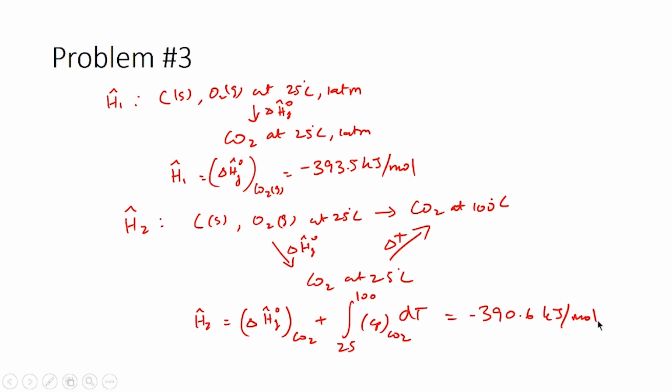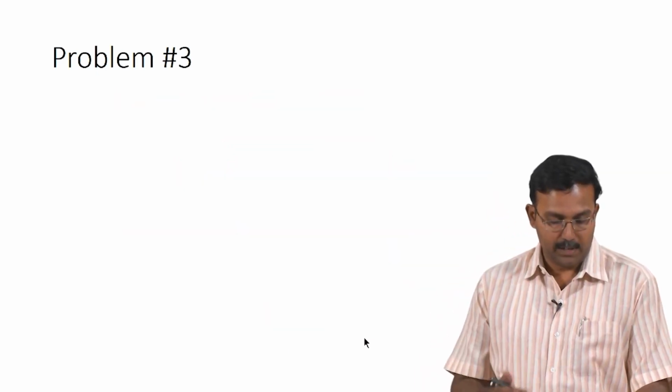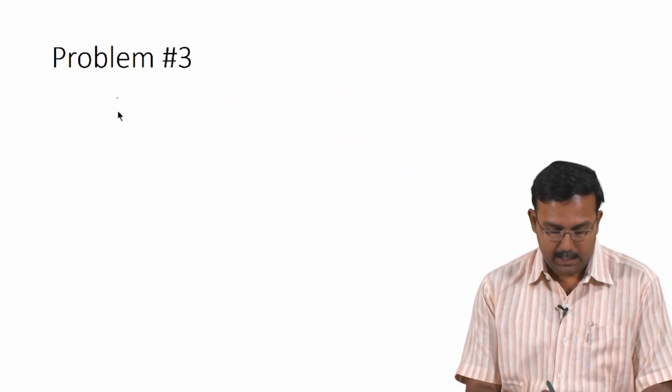So, since CO2 is a combustion gas, instead of performing integral Cp dT, we would also be able to get the value for the enthalpy of carbon dioxide with reference to 25 degrees Celsius from a table, which is the combustion gas table which we had discussed earlier. So, we now have H2 cap. Let us look at H3 cap.